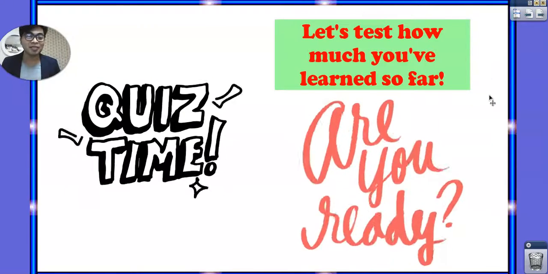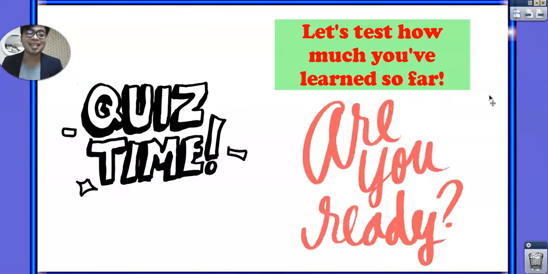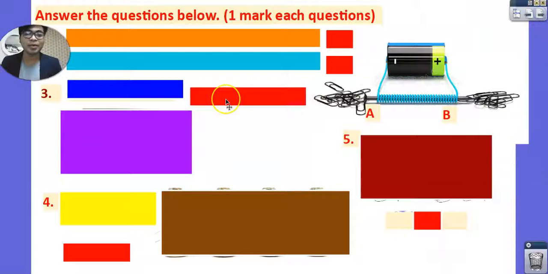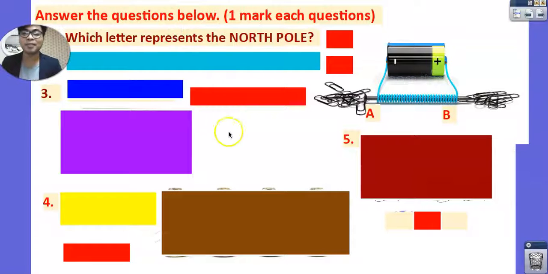So are you now ready for a very short quiz? Well, let's test how much you've learned so far. So we have here 5 questions, and then let's identify if you can answer them. Alright, so here's question number 1. Which letter here in our electromagnet setup represents the North Pole? Is it A or B?